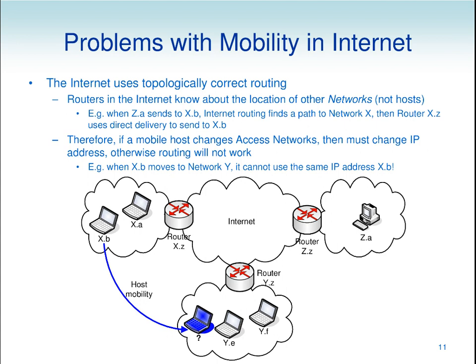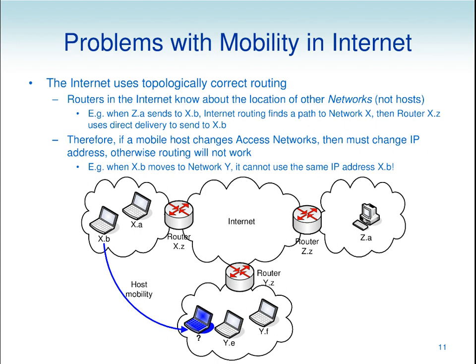So what's the solution? What do you do to fix this? If we move and Z.A keeps sending to X.B, they're going to send to here. We cannot change our IP address and tell them because that's too much of a disruption. So what do we do? How can we solve this? What's the solution? Tell who?